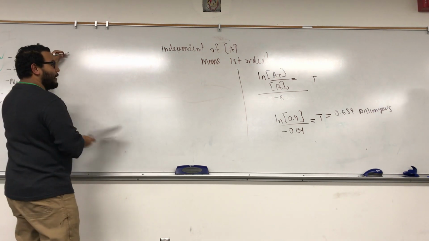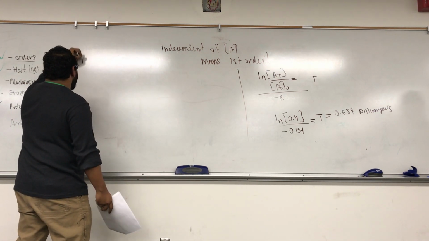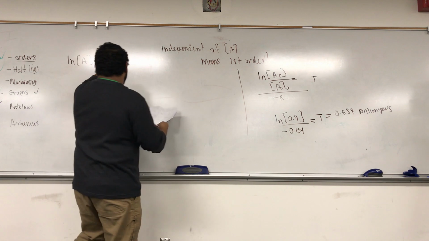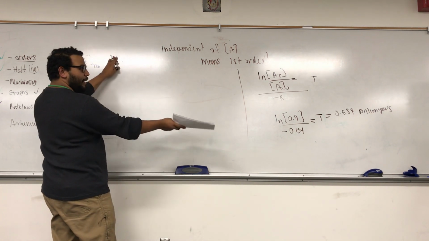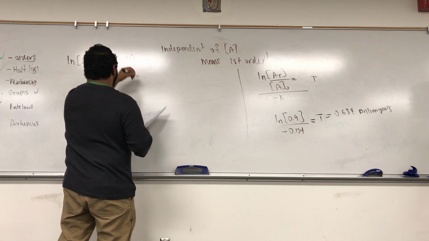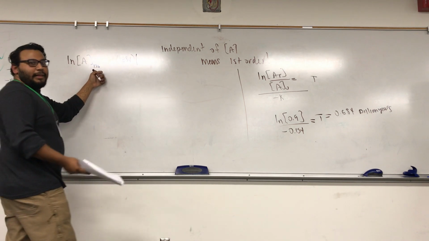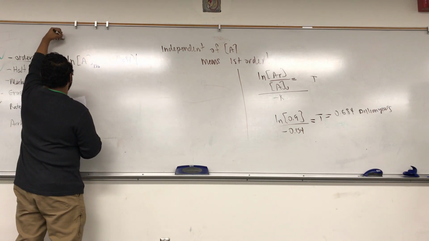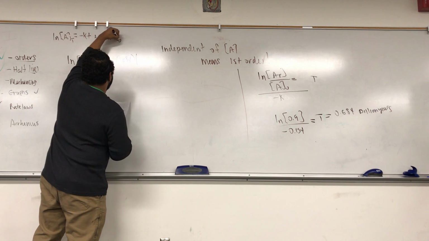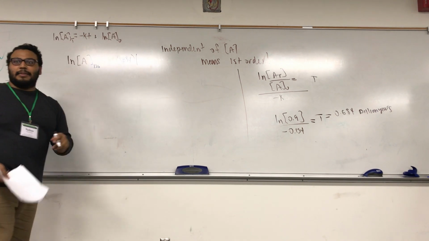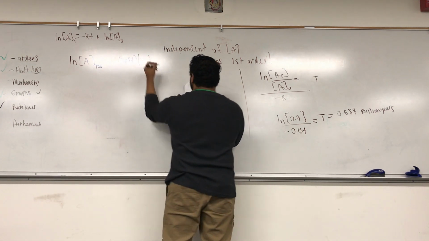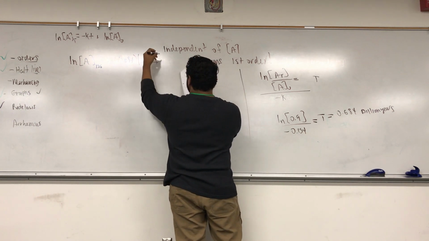So I'm using the integrated rate law again. It's ln of A at time 13.8 billion, right? That's what that is. And my k, we found out, was negative 0.684, right? Our time is 13.8 billion, right? So you can see what I'm doing, I'm just plugging in, filling in the blanks. And that's going to be 13.8. And you can add just the atoms that we have here. Don't convert to moles.